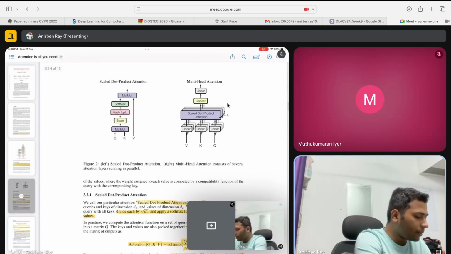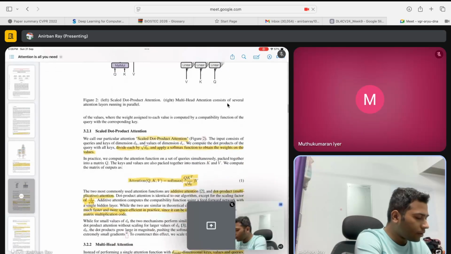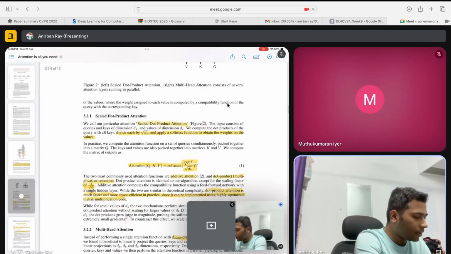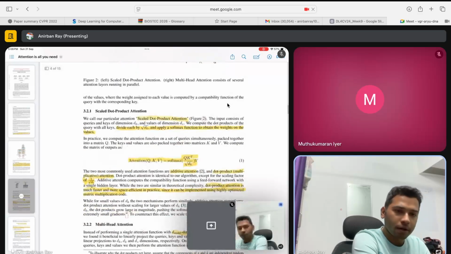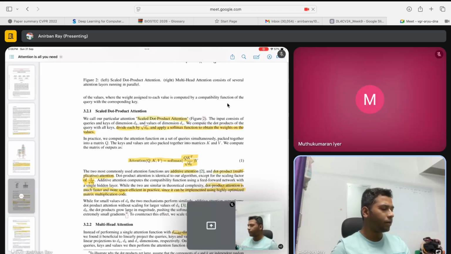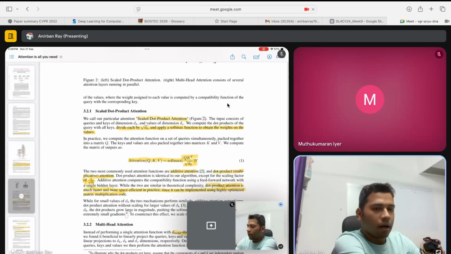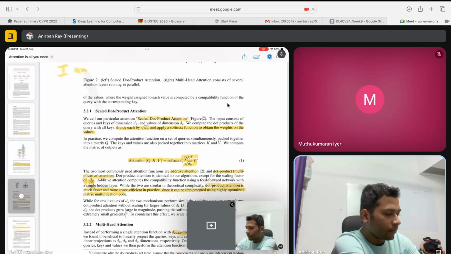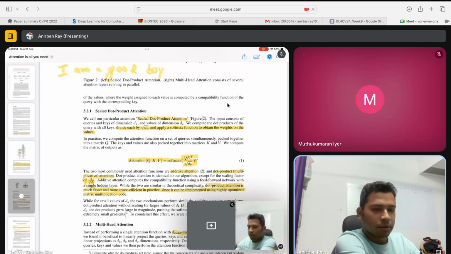A little bit of understanding is required. So the attention that they have defined here is called the scaled dot product attention. You have Q, K, and V: query, key, and value. Let us understand what these things are. Let us first take a sentence, say, "I am a good boy." This is the sentence we have here.